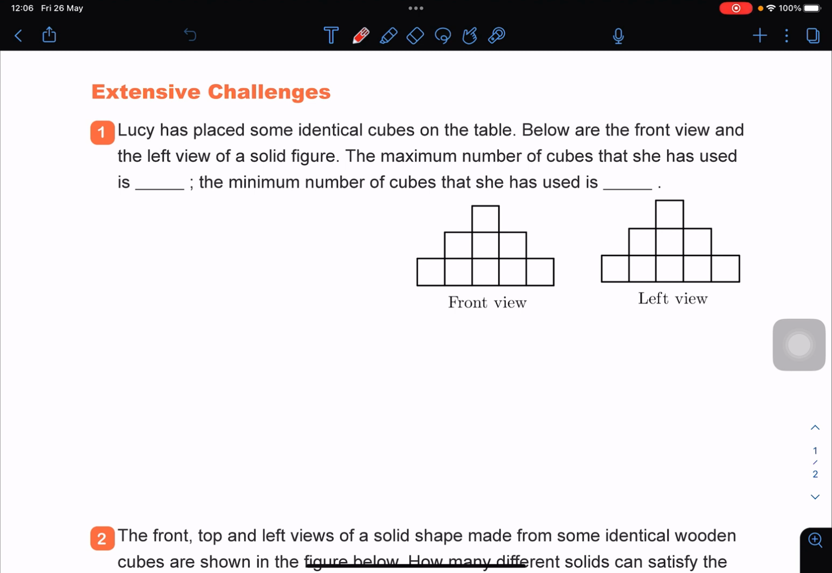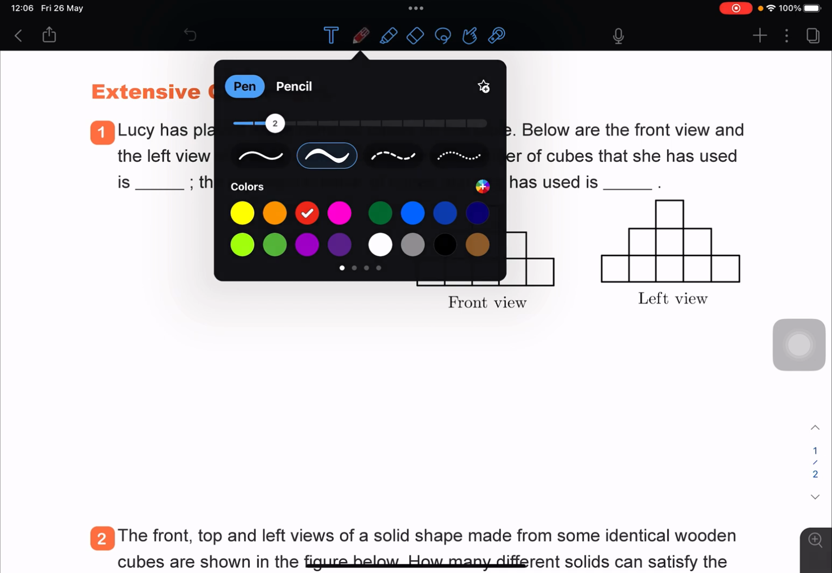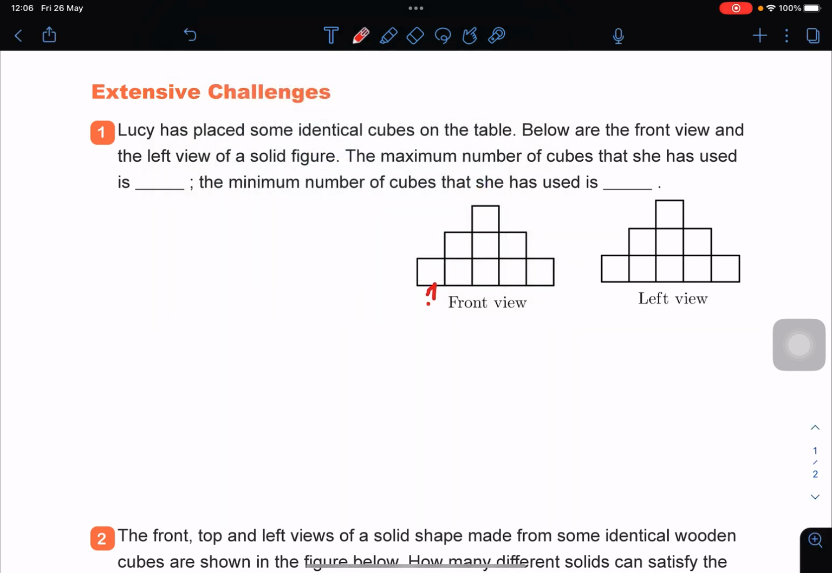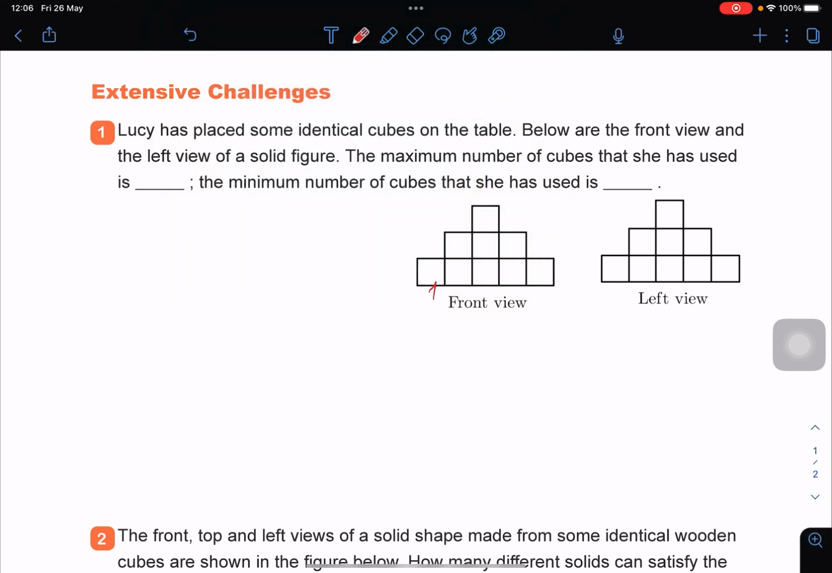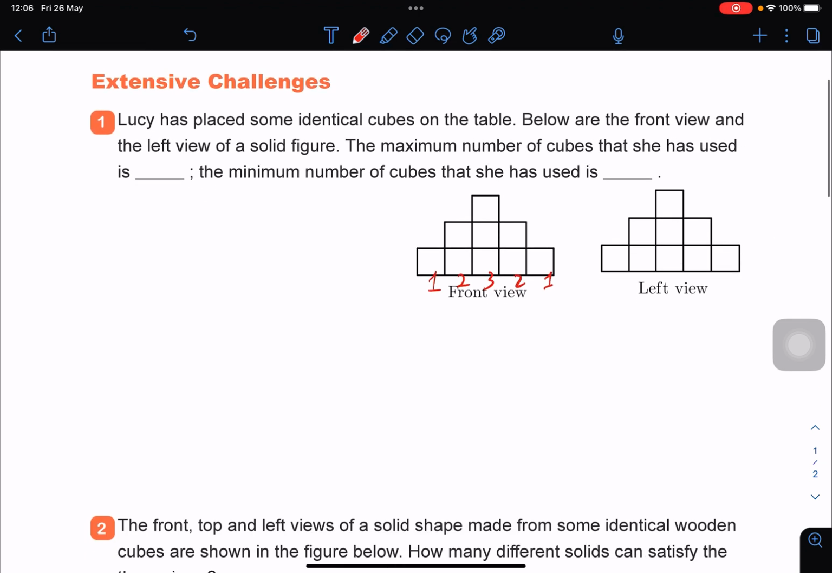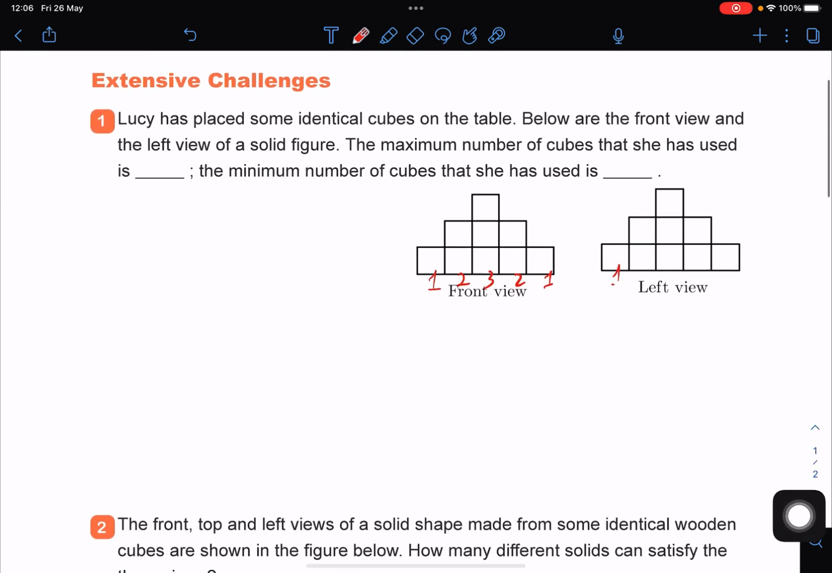So first of all, you can see that from the front view, we have the cubes arranged in a pattern of 1, 2, 3, 2, 1, right? So 1, 2, 3, 2, 1. And for the left view, we have the cubes also arranged in 1, 2, 3, 2, 1.